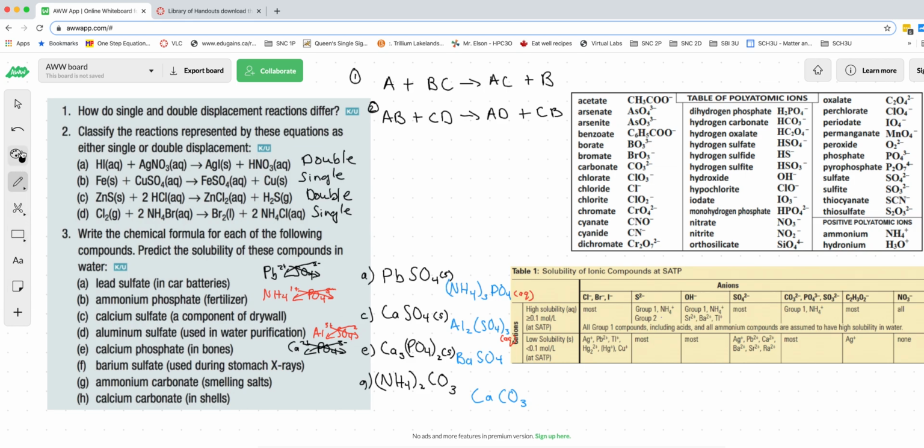So barium sulfate, barium's in group 2, sulfate has a 2 negative charge, crisscross the 2 of those things and reduce. And of course, we now need to use our low solubility list for sulfate in this group. So sulfate's here, barium is here, and it is a low solubility, so it is in fact S.